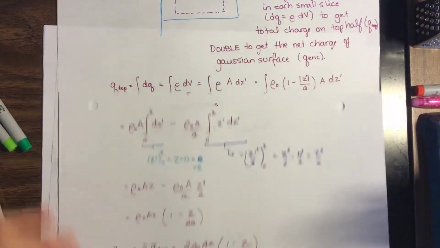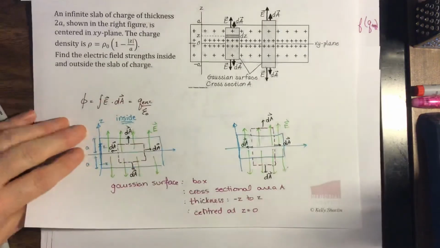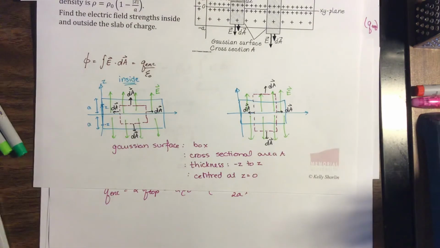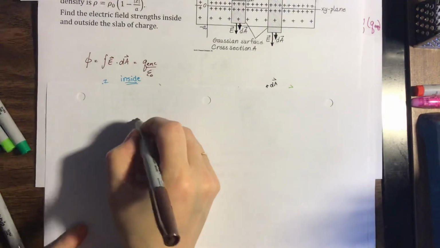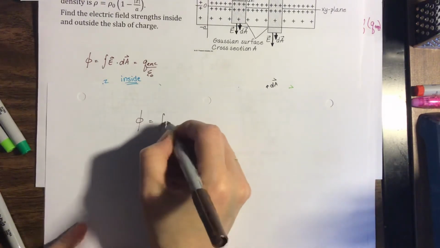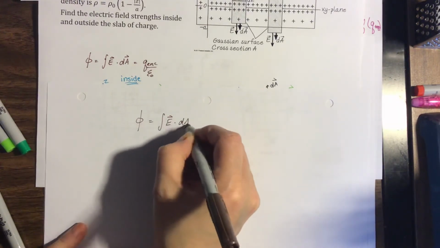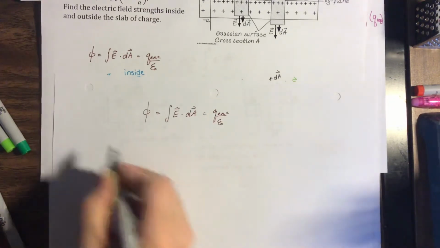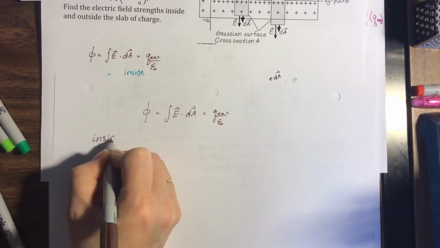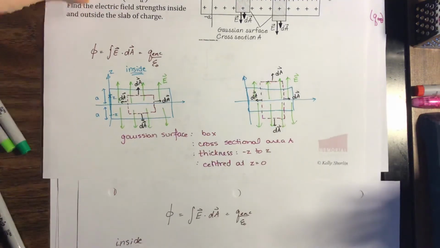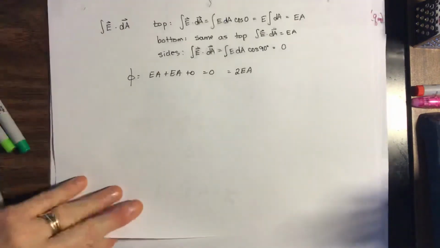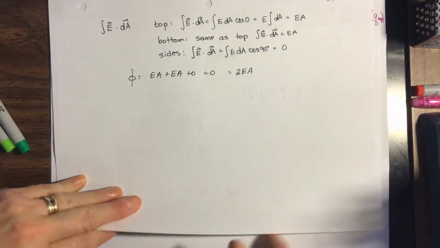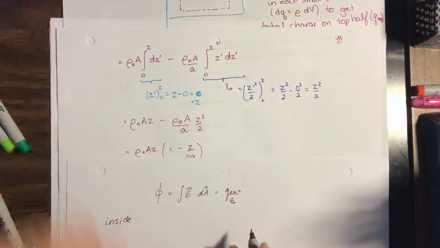Okay, now let's put our answers together in our Gauss's law expression. We've got net electric flux is the integral of E dot dA equals Q enclosed over epsilon naught. Remember, we're inside now. So our integral of E dot dA, we said that that was equal to 2 times EA. We figured that out from the geometry.